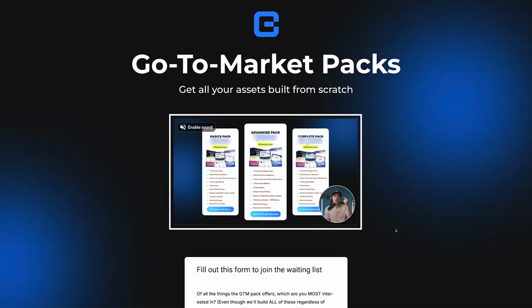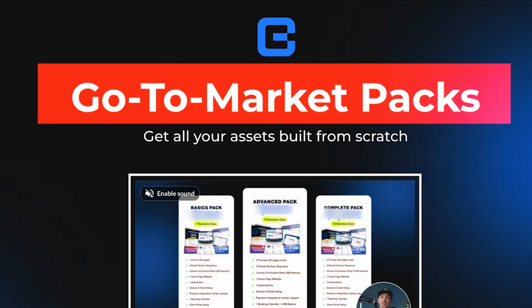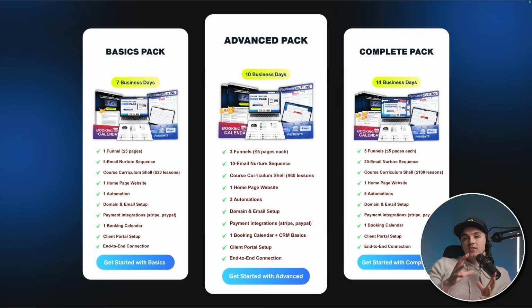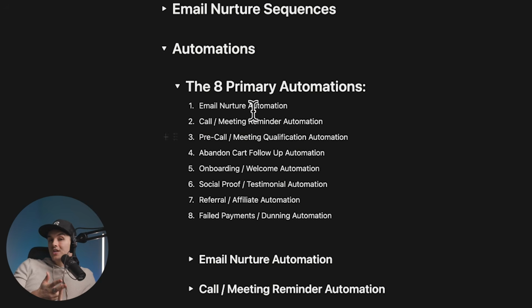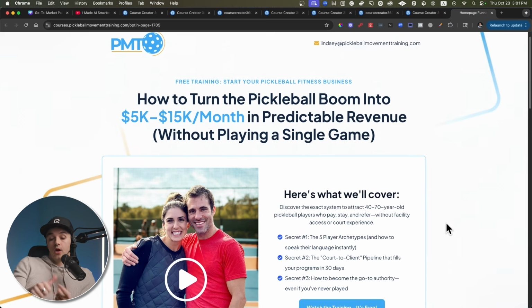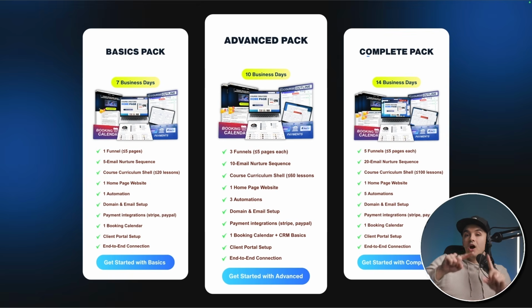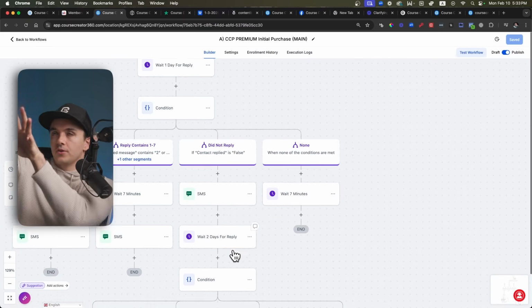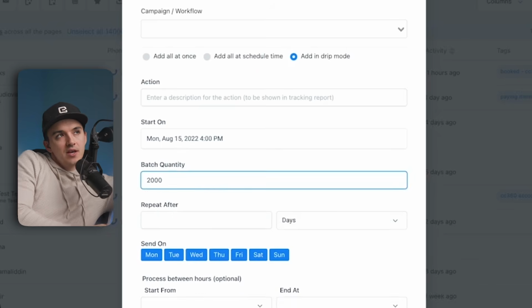Whereas here at CC360, we offer what are called go-to-market packs. This is essentially giving you everything that you need to get going and go to market. All the most important funnels, a full-blown email nurture sequence, all the automations that you need, your course curriculum, a fully functioning website, your products actually working with all the right price points, and then most importantly, all of that connected together. That is where people lose the majority of their time, is just in the connection of making it all work and communicate. All your forms and funnels have to talk to your emails, and the emails have to go out at the right time.